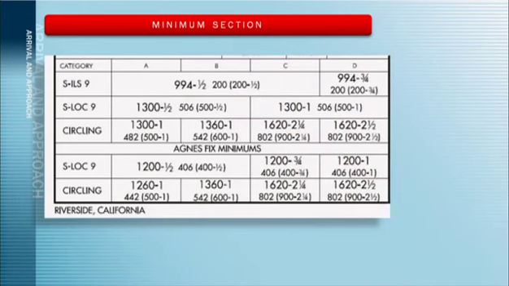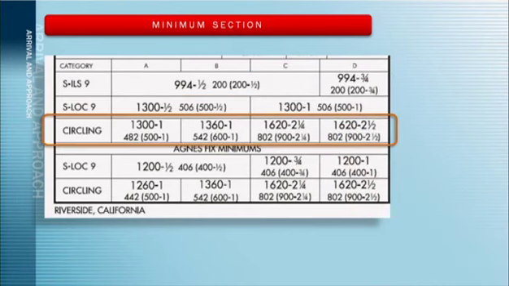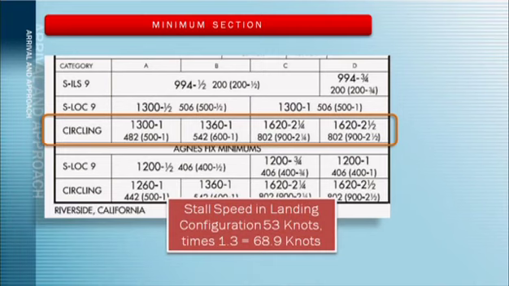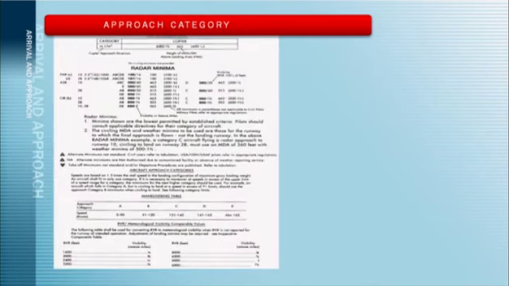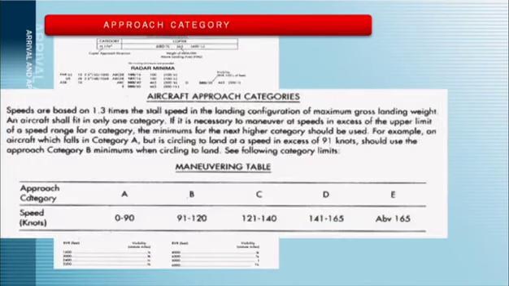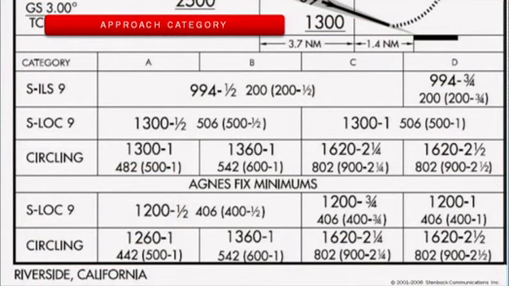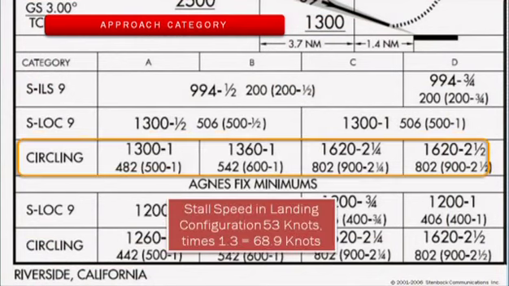Let's try a scenario. Let's say we are circling to land and our stall speed times 1.3 equals 68.9, or 69 knots. What category are we? To answer that, let's look at the chart legend. If we zoom in on the maneuvering table, we find that our known speed of 69 knots falls solidly into category A. Now we can go back to the minimum section of the chart. We can see that the circling approach section at our given speed falls into category A.